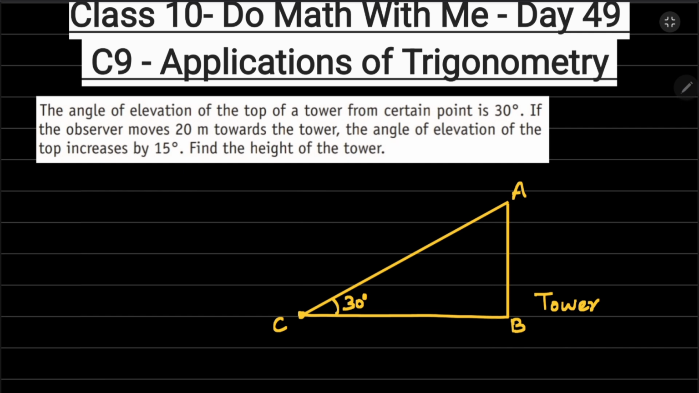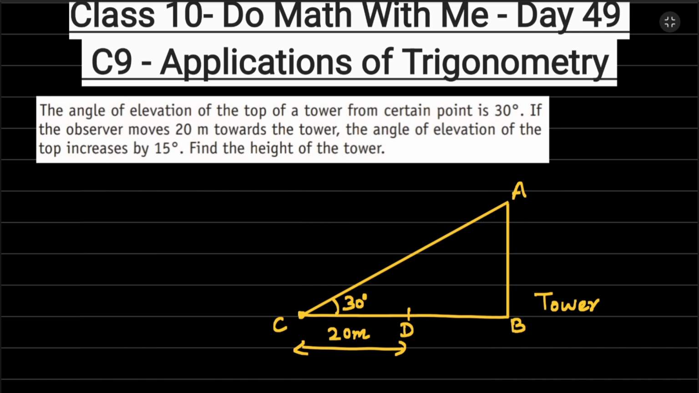If the observer moves 20 meters towards the tower, that means the observer is moving. Initially, he is at the point C and he is moving 20 meters towards the tower. Let's say this is a point D, and he has moved 20 meters, right?